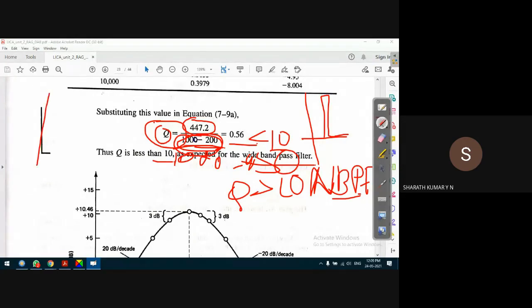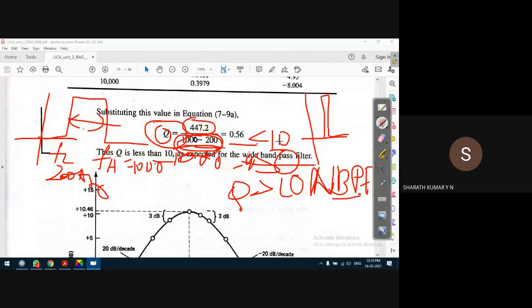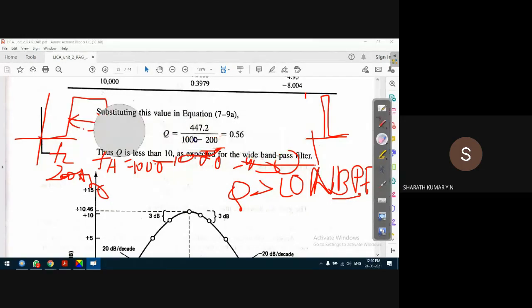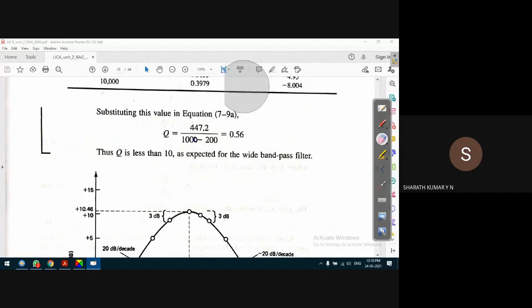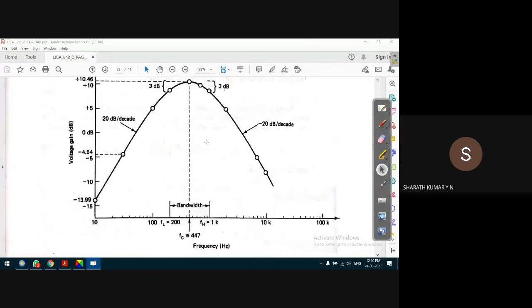Now what we have is a wide band pass filter. FH is 1000 hertz, that's 1 kilohertz, and FL is 200 hertz. It's a wide band pass filter. So that's how the filter range changes.